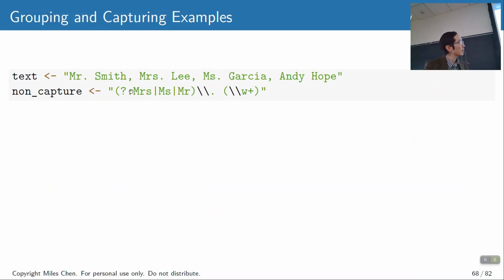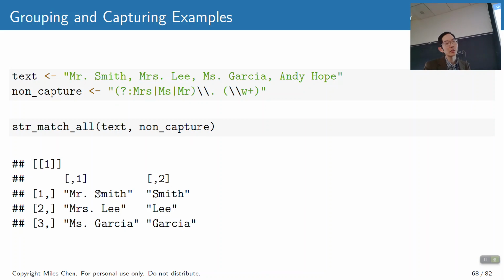Here, I put in a question mark colon. So basically it says, you know what? This is a group, so we want to group these things together, and we want the MRS or the MS or the MR, but I'm not actually interested in capturing it. I don't actually care about the title. I just really want to get this last name. So it says, okay, we matched Mr. Smith, and here the only capture group that we're saving is Smith.